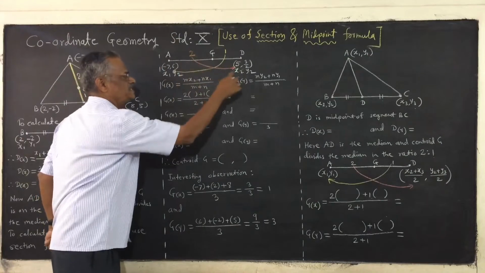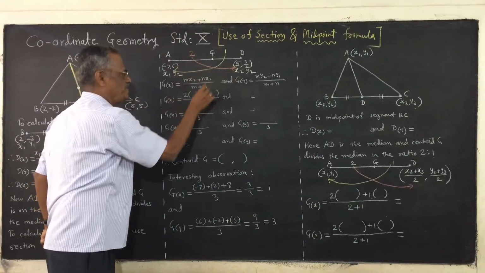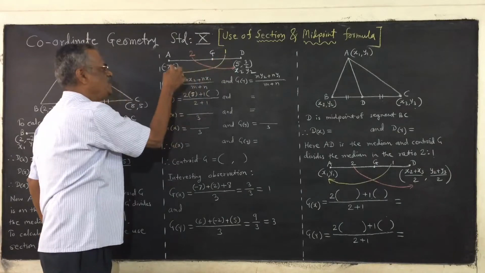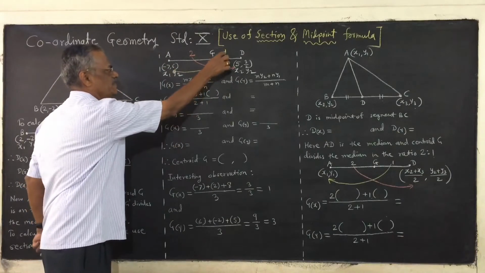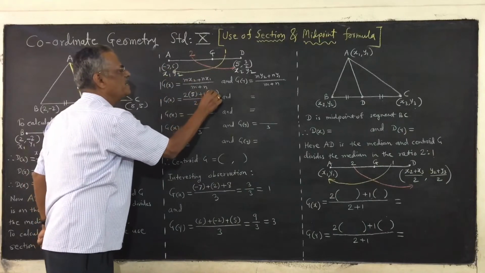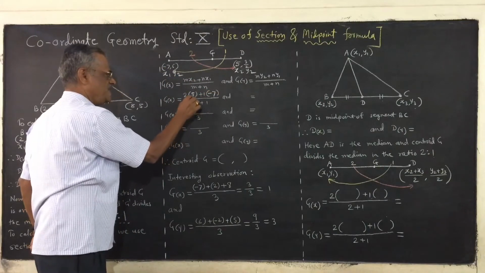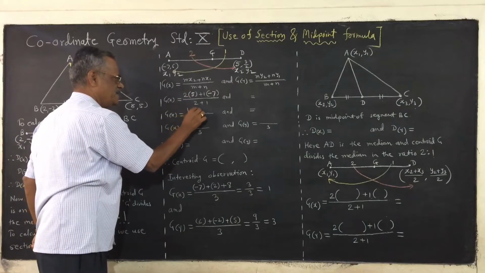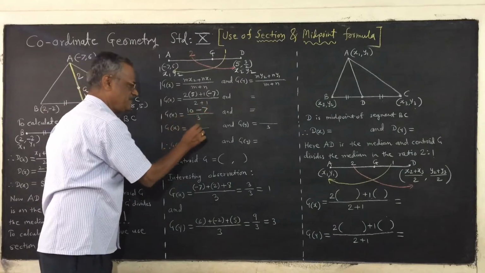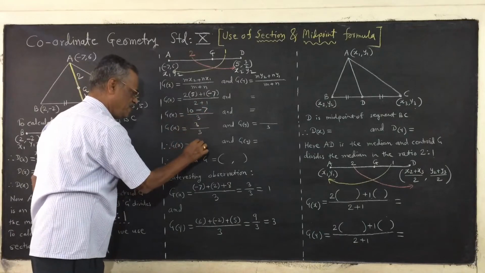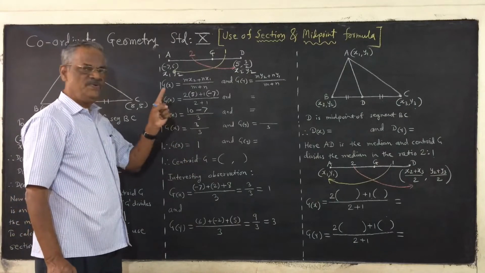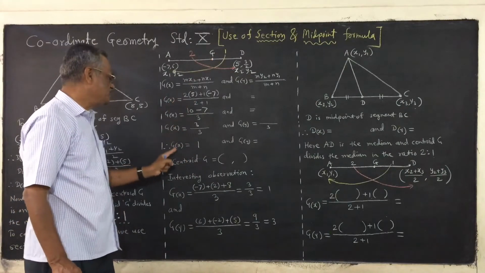mx2, that is 2 into 5, plus n into x1, 1 into x1, that is minus 7. So what is that? 2 fives are 10 minus 7. You can see that 10 minus 7 is 3. So what is the value there? It is 1. So you are getting the x coordinate of G there.